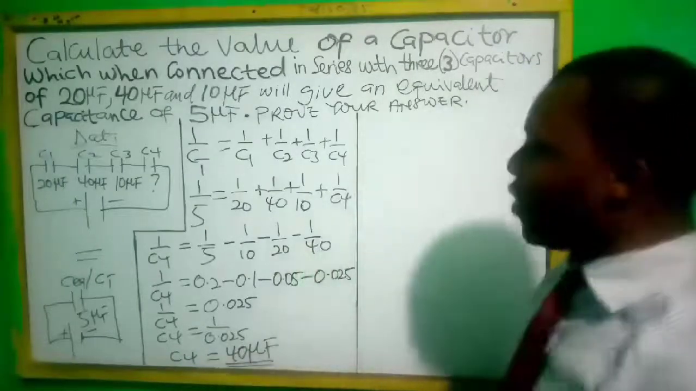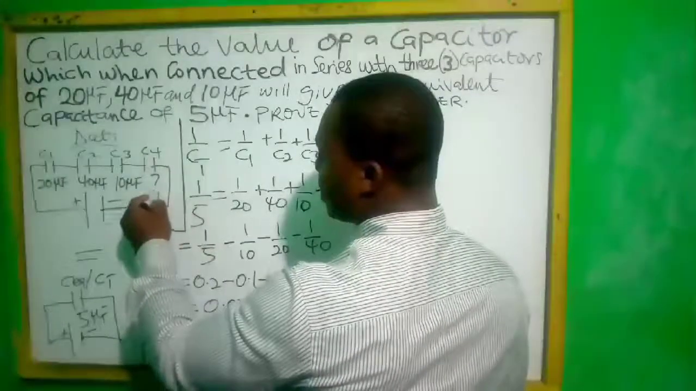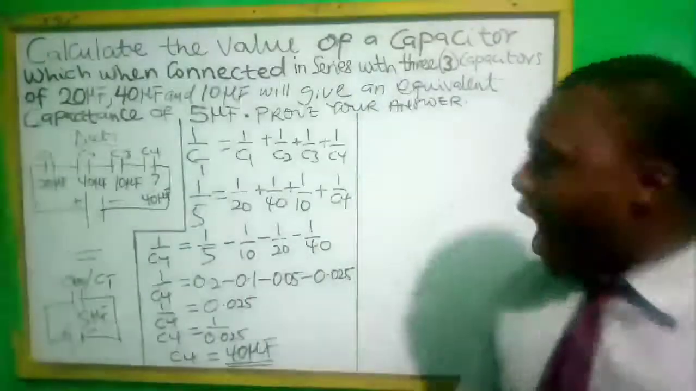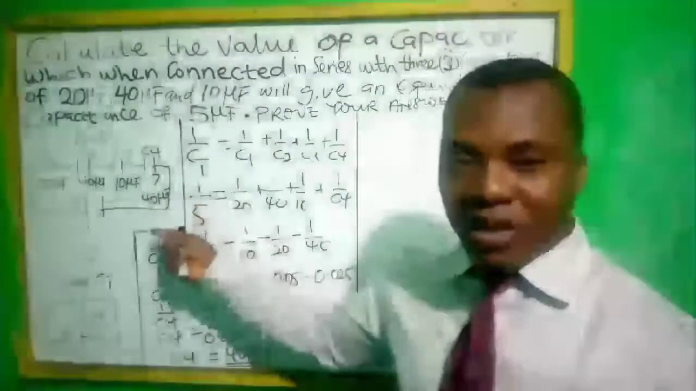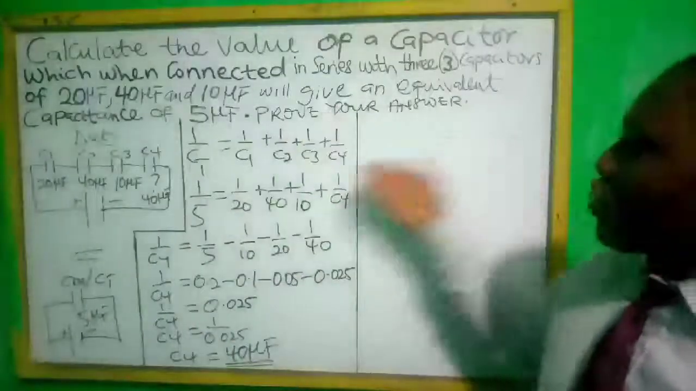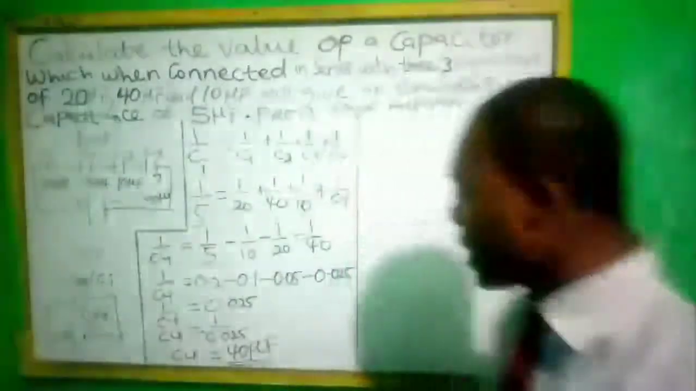So C4 here is what? 40 microfarad. Let's put it here. Now that we have 40 microfarad, we have the value and we're able to solve the problem. Now the question says we should prove. So let's prove our answer whether we will get 5 microfarad.